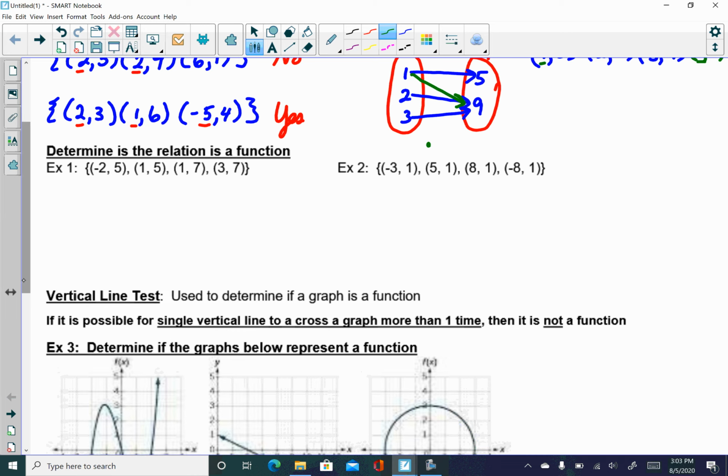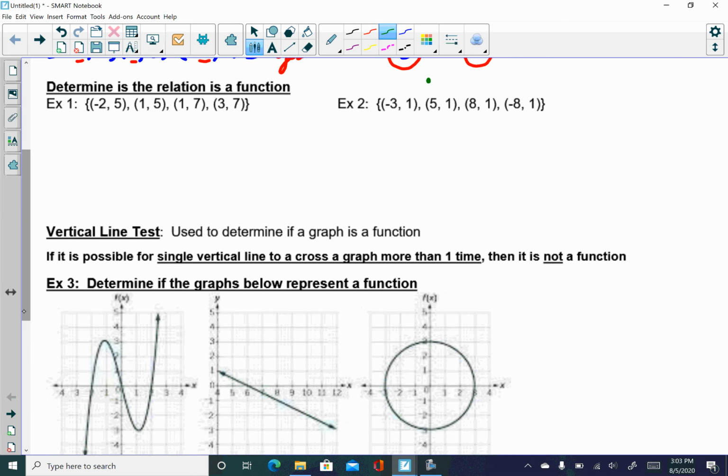Okay. All right, let's move on down then to your next term, and that is the vertical line test. The vertical line test is used to determine if a graph is a function or not. What the vertical line test entails is if it's possible for a single vertical line, and vertical line means up and down, to cross a graph more than one time, then it is not a function.